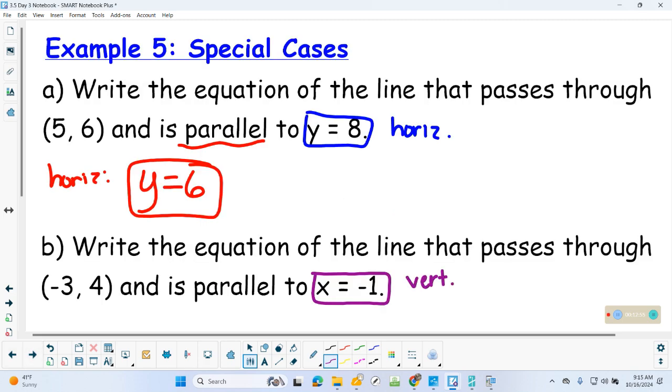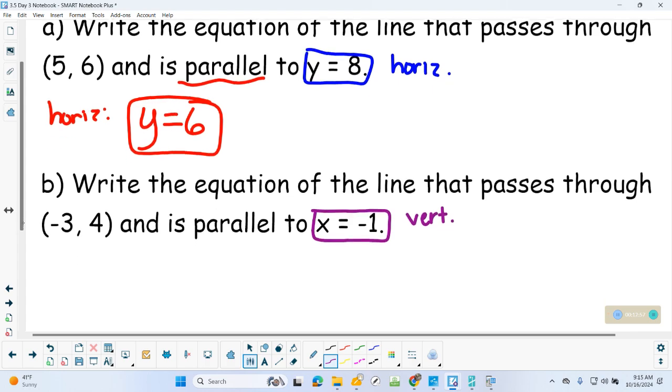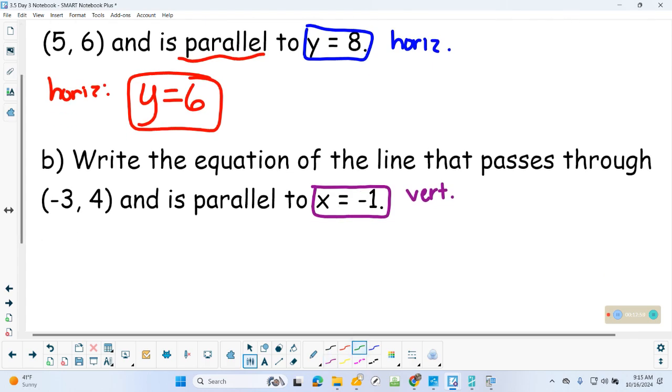So I'm just going to make myself a little note that that's vertical. Okay, got it. Now, to be parallel, if you have a vertical line, what type of line is going to be parallel to that? Another vertical. Okay, so I need a vertical. I know verticals are x equals, and we have to hit this point. Well, x better equal which number? -3. We're done.